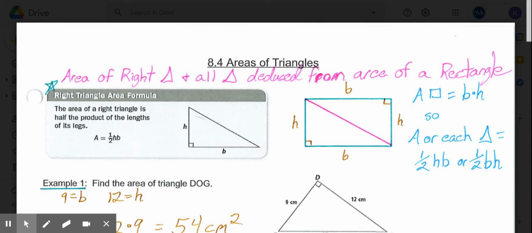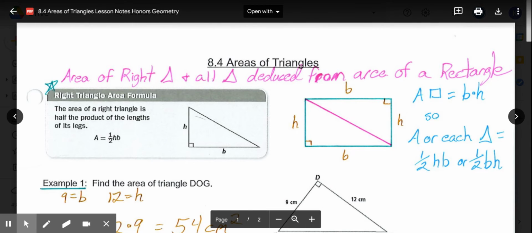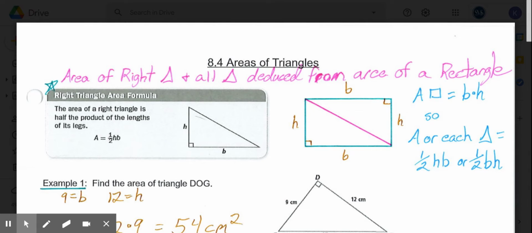So, as I mentioned in our lesson about the fundamental properties of area, most of the figures that we're looking at in this unit have their area formulas derived from the area of a rectangle being length times width, base times height, whatever you want to call it. So the main idea for today's lesson is that the area of right triangles and all triangles is deduced from the area of a rectangle.